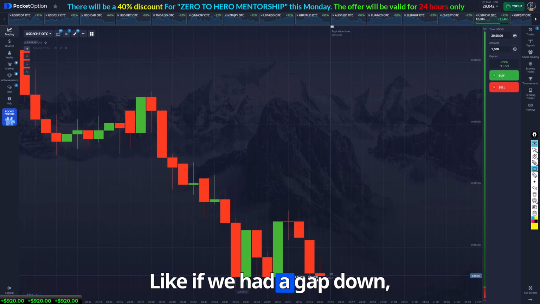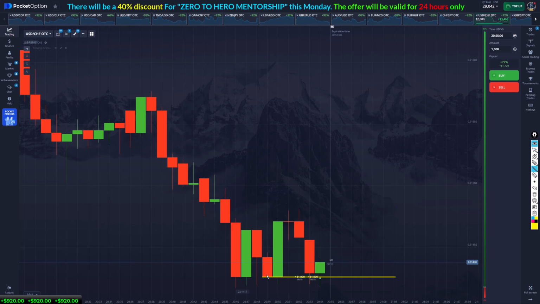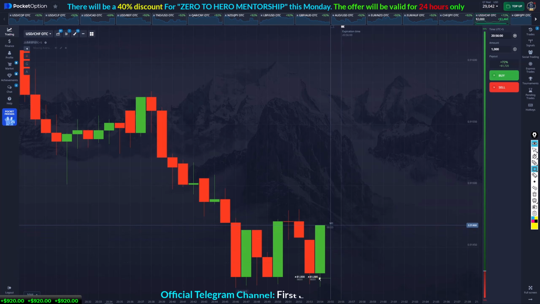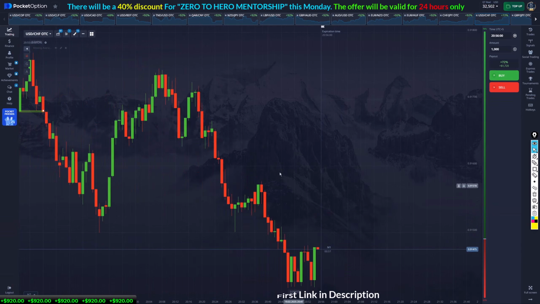Like if we had a little gap down starting from this level, which is a buyer's entry, it's a very nice buyer's entry. If this next candle was starting with a jump down, it would be 100% a short shot for me to take.